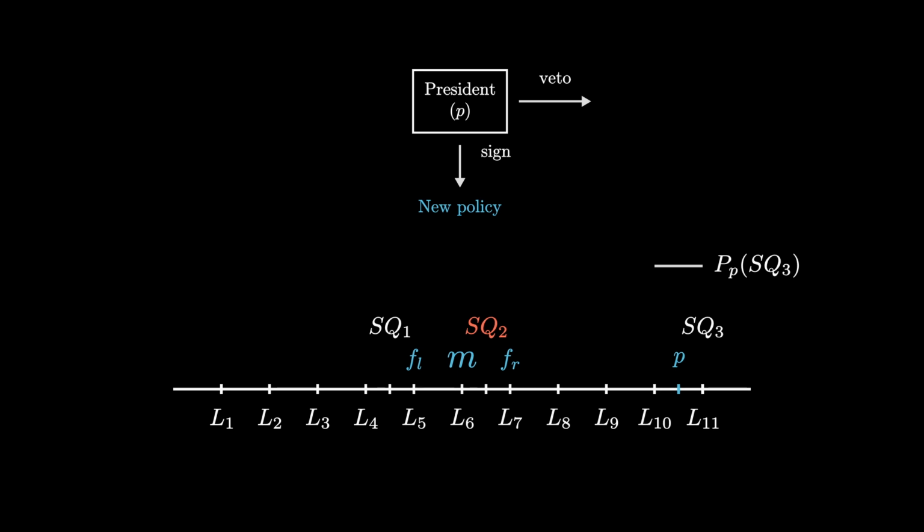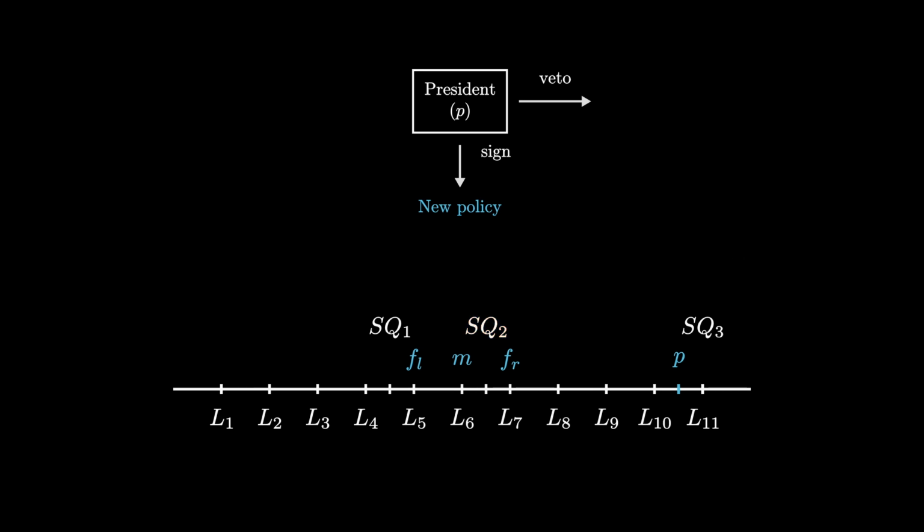Should they give up? No. There are still policies in the president's preferred-to set that are closer to the median legislator's ideal point. In other words, there are policies that make both the median and the president better off. The median could propose a bill just at the leftmost edge of the president's preferred-to set. Since that bill is in the president's preferred-to set, they'll sign the bill. So the median can't get exactly their ideal point, but they can still move policy toward their ideal point.